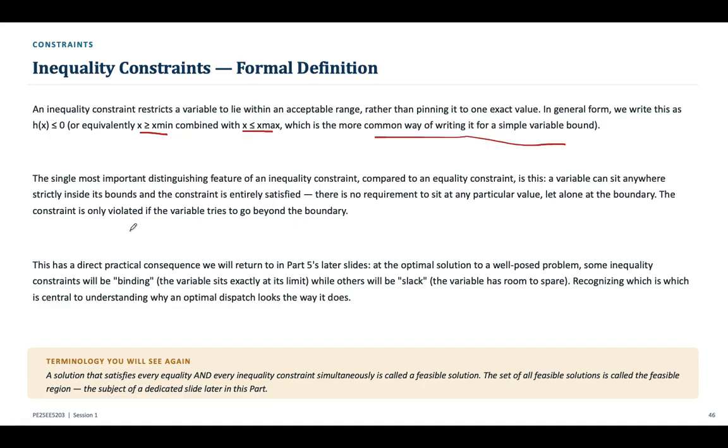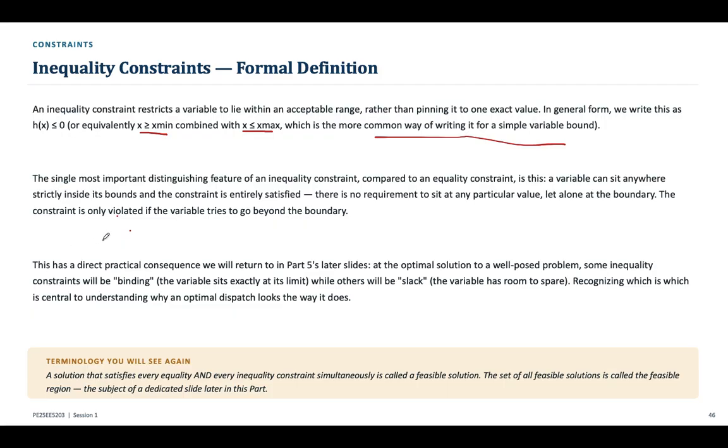So the simplest and most important distinguishing feature of an inequality constraint compared to an equality constraint is, here you can see that the variable sits anywhere inside its bound area, right? There is a limit, but there is no requirement to sit at any particular value like 0 or 15 megawatt. Here it has a range or a boundary to sit in between, let alone at the boundary. The constraint is only violated if the variable tries to go beyond the boundary.